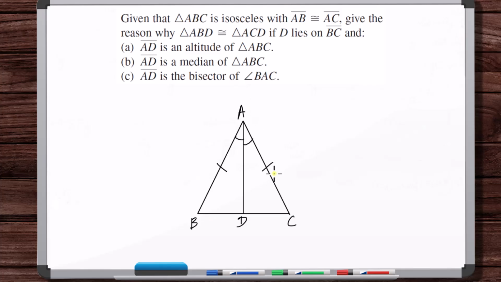That's it. But we talked about the case that when you have an angle bisector coming from the vertex angle of an isosceles triangle, it separates the triangle into two congruent triangles. That's a theorem.